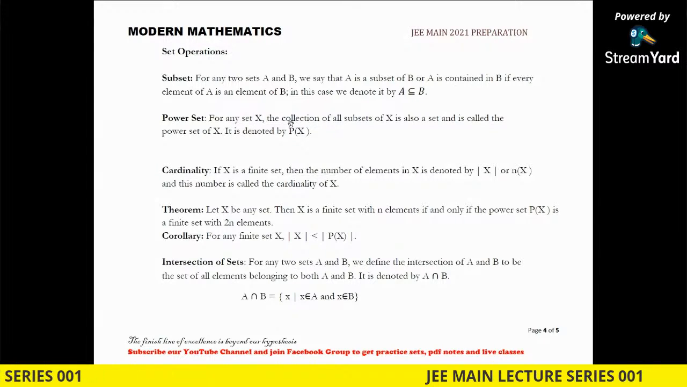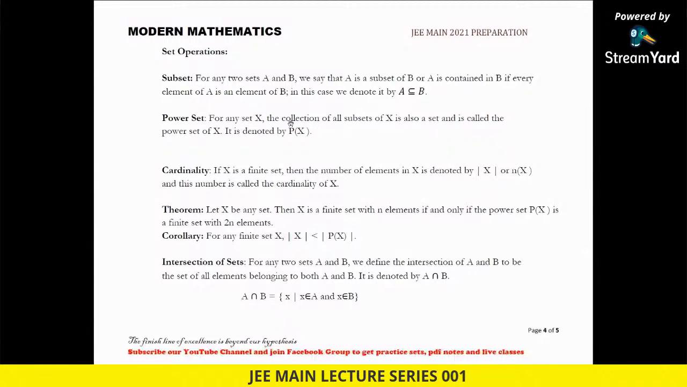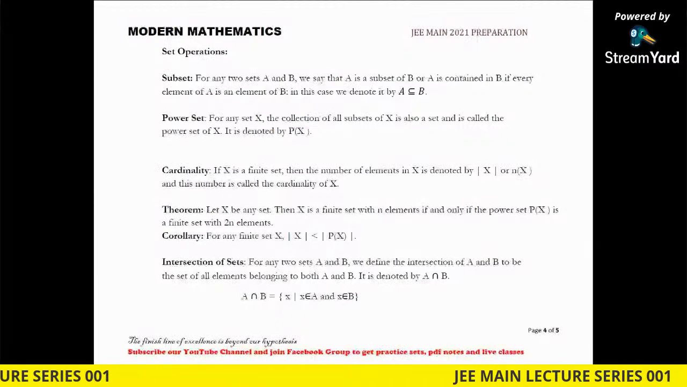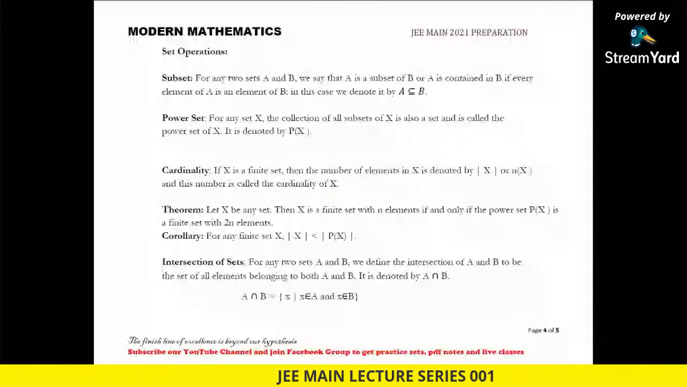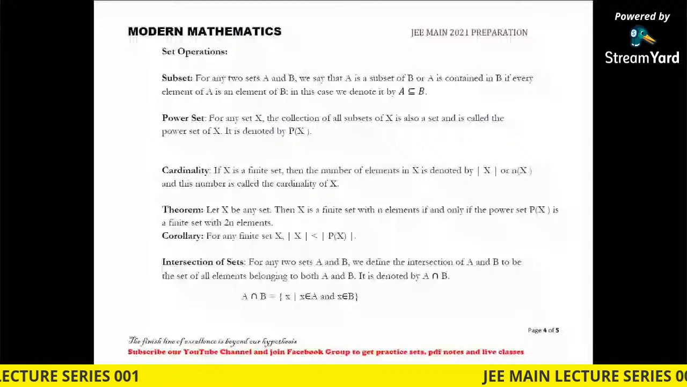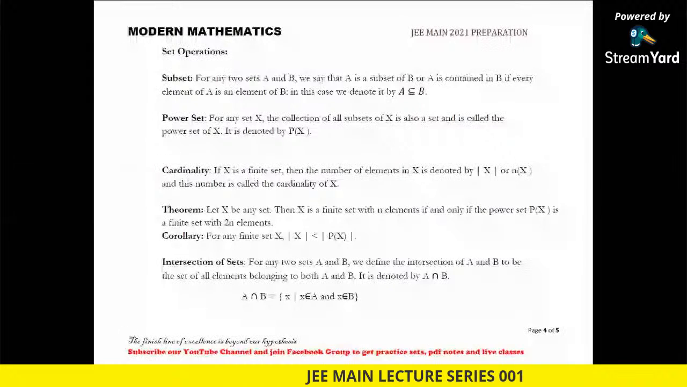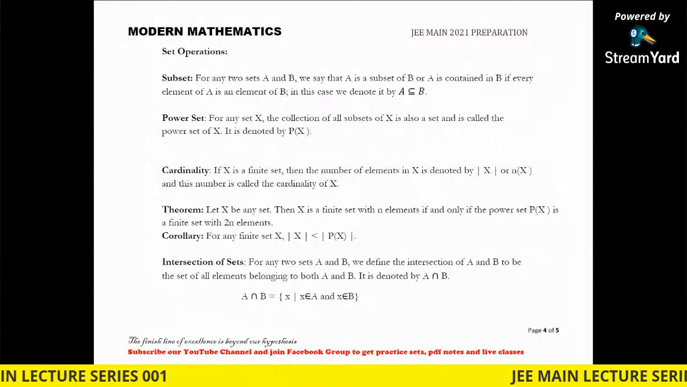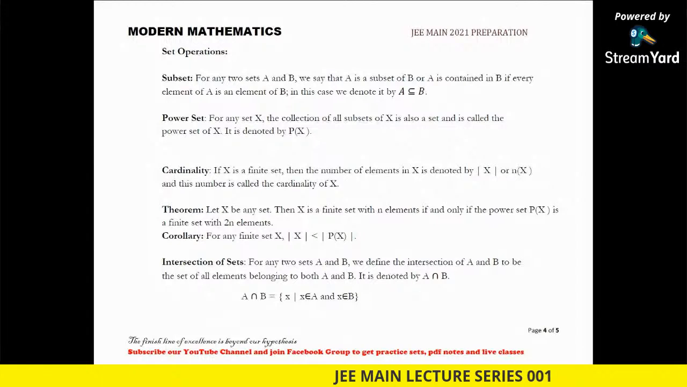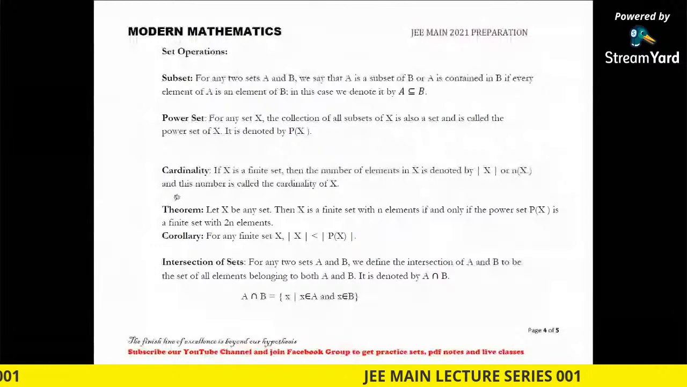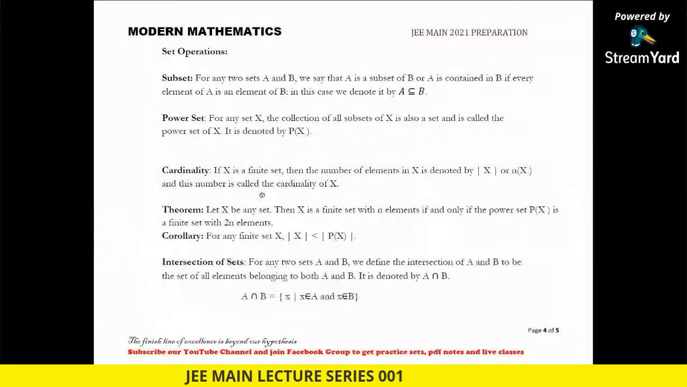this is a very important topic. And the cardinality, mark it with red color. In JEE Main, cardinality is a very important part of this chapter, because there are so many examples coming from cardinality. If X is a finite set, then the number of elements in X is denoted by mod X, or small n of capital X, and this number is called the cardinality. Okay, this is called the cardinality.